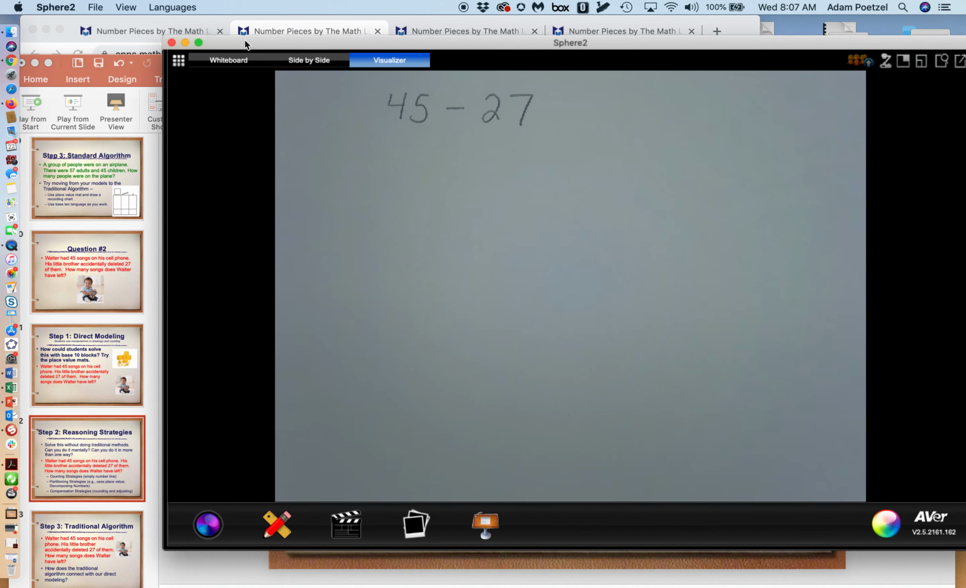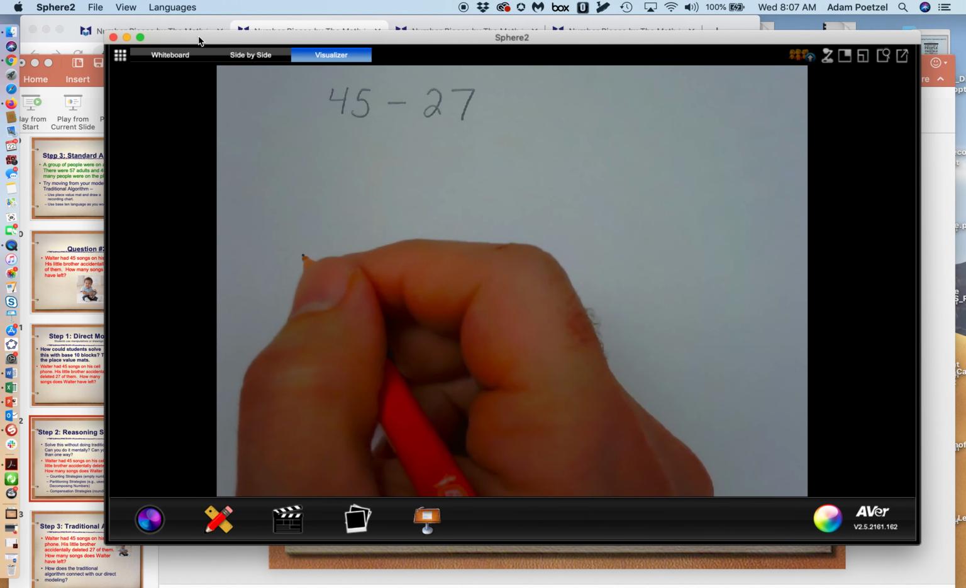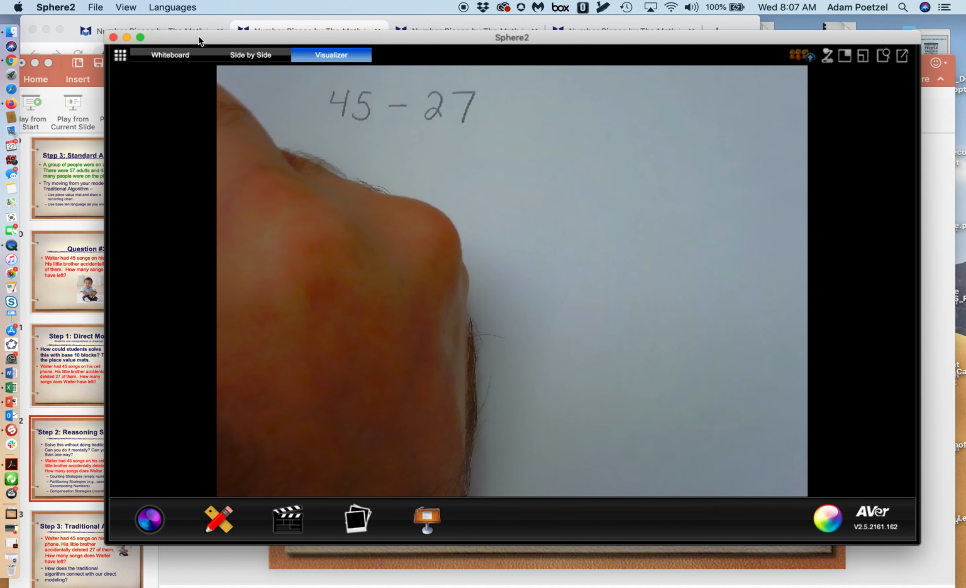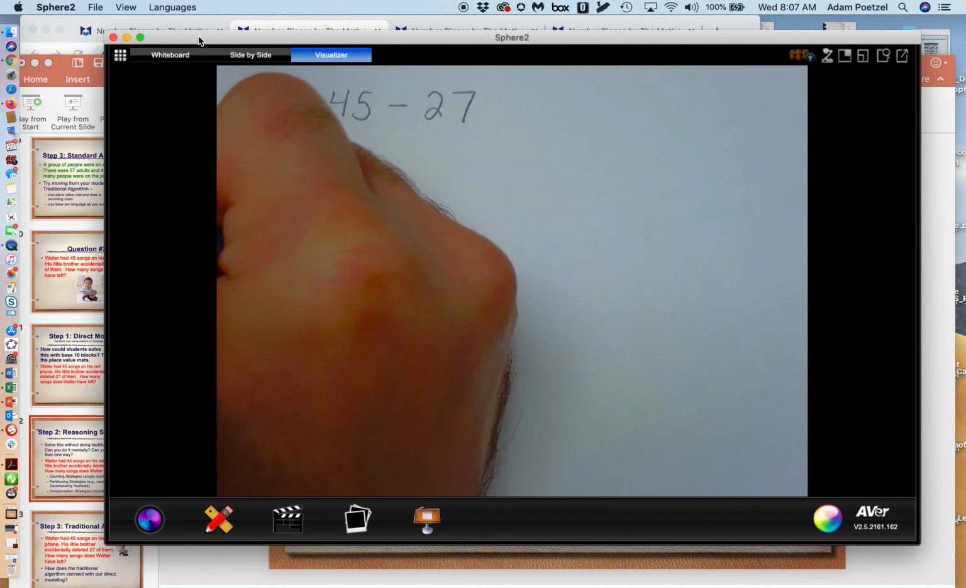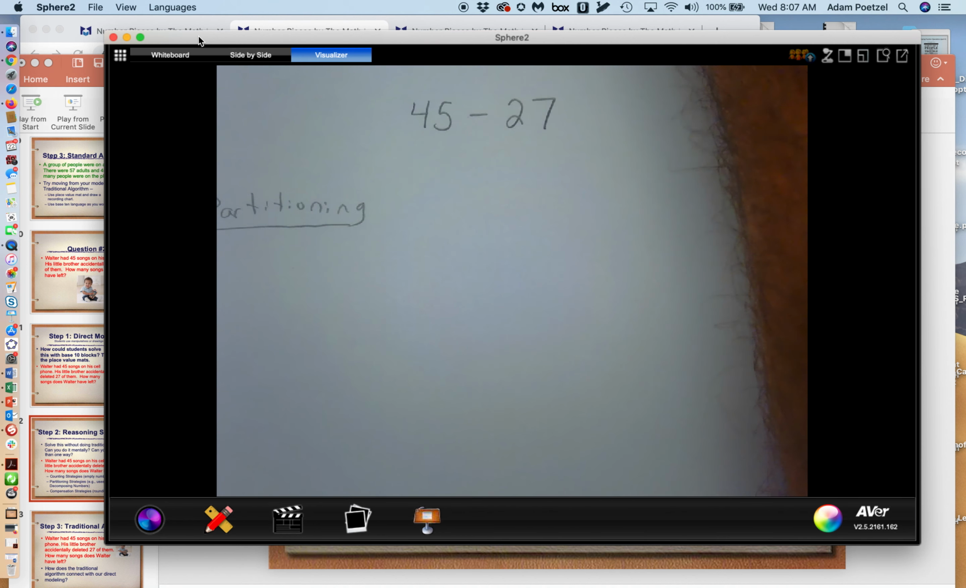So with 45 minus 27, again, like before, we can do different types of partitioning or compensation strategies. Partitioning is always thinking of just breaking the numbers down into smaller pieces, decomposing. And let's just use that empty number line to take a look at some of these again. I'm going to zoom out just a little bit. There we go.